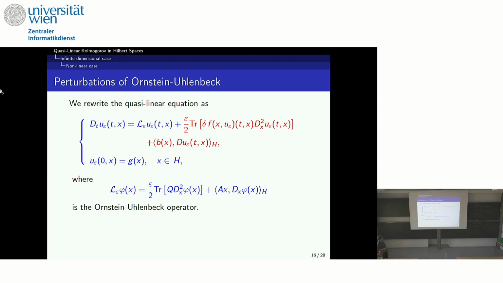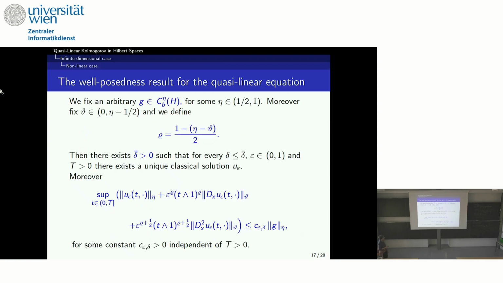So L epsilon is the Ornstein-Uhlenbeck operator, and then you still have a term that is of order 2 with an epsilon in front, and then you have this other term of order 1. This one is not a problem. Of course, the problem is this one because it has the same degree as the Ornstein-Uhlenbeck operator. And so our strategy, as I said, inspired by Cannarsa, is to treat these two terms as a perturbation of the Ornstein-Uhlenbeck operator.